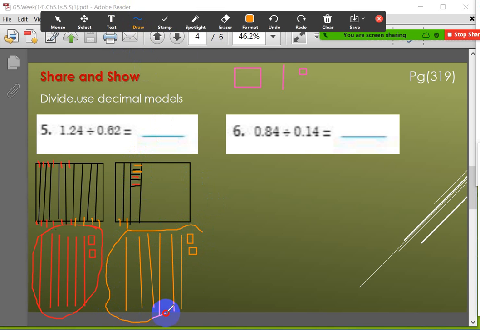So what is the answer? How many groups I have? 2. Very good, Wajd. So I have 2. This is the quotient.